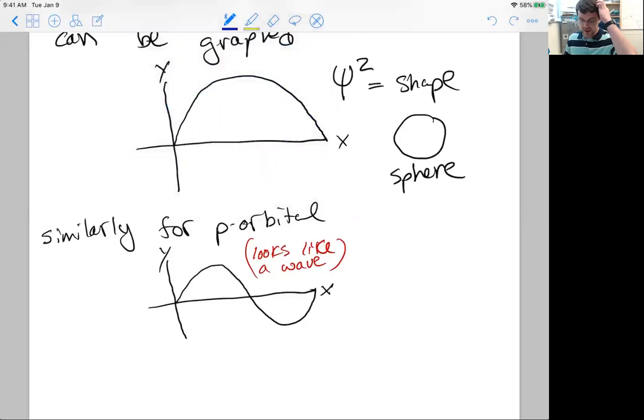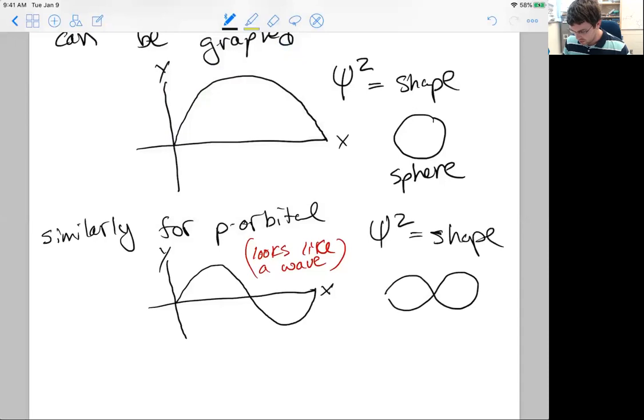The important thing is that we can take psi to set that equal to a wave function. The waves are going to look different between the s and the p orbitals. When we square that wave function, that's when we get our shape. The same thing is going to happen for our p orbital wave function to give rise to our, quote, dumbbell-shaped orbital.